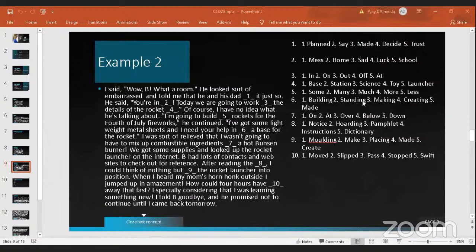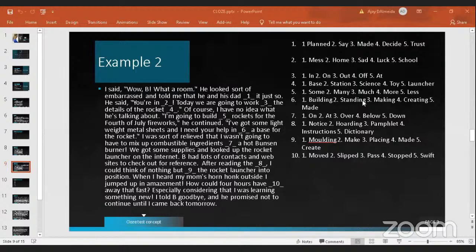That's right, building. We always build a base. We don't create. Create is in creativity. I created that poem. Here it is scientific, so build is the correct word. I need your help in building a base for the rocket.